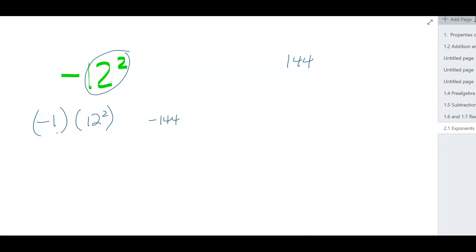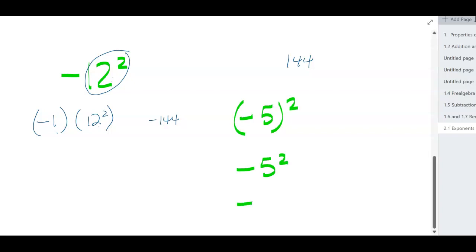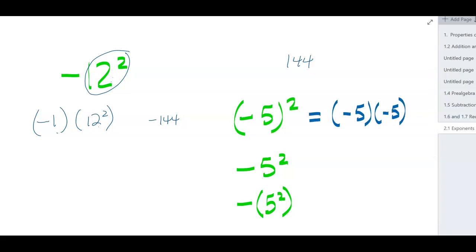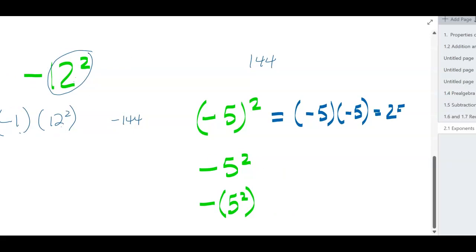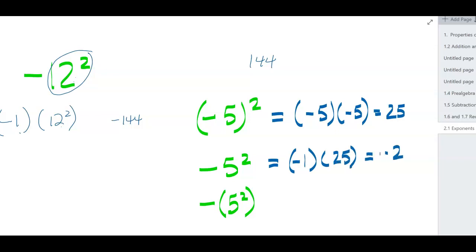So let me show you the 3 ways you're going to see this presented in algebra. I'll use 5. Sometimes you'll see negative 5 quantity squared, sometimes you'll see negative 5 squared, and negative 5 squared. If you see it this way, this is the same thing as, I'm going to expand it out, negative 5 times negative 5, which is positive 25. This is the same thing as negative 1 times 25, and it's negative 25.